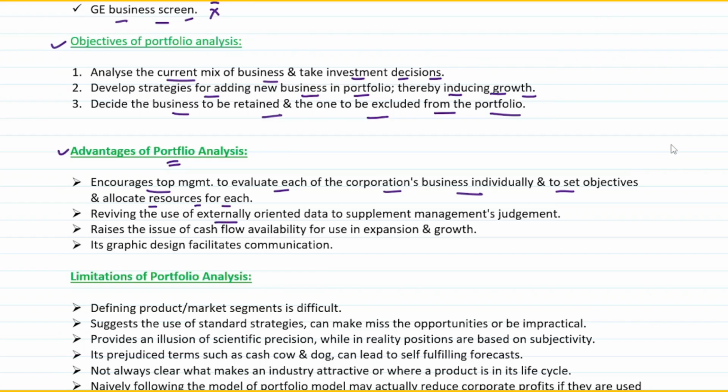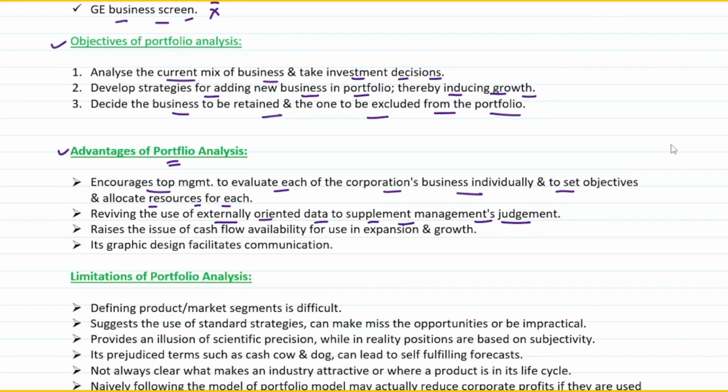Reviving the use of externally oriented data to supplement management's judgment. What do you mean by externally oriented data? Externally oriented data simply means any data that is originating outside the organization. For example, market research data or some kind of social media or any kind of government reports. So you basically have to revive the use of externally oriented data for supplementing, which means to support the management judgment. So management judgment will be based on externally oriented data, which is data that originates outside the organization. The various examples can be market research data, social media or government reports.